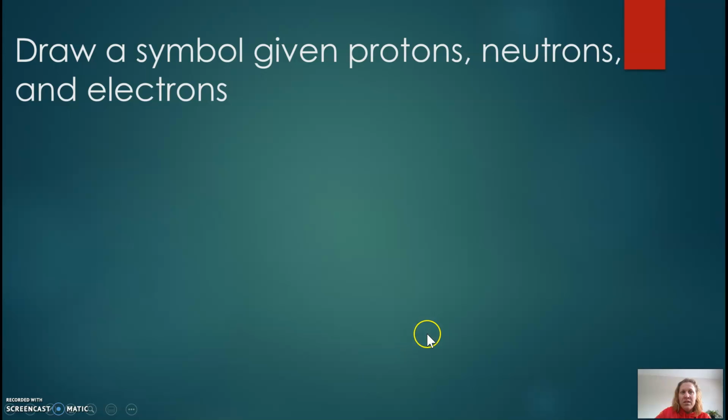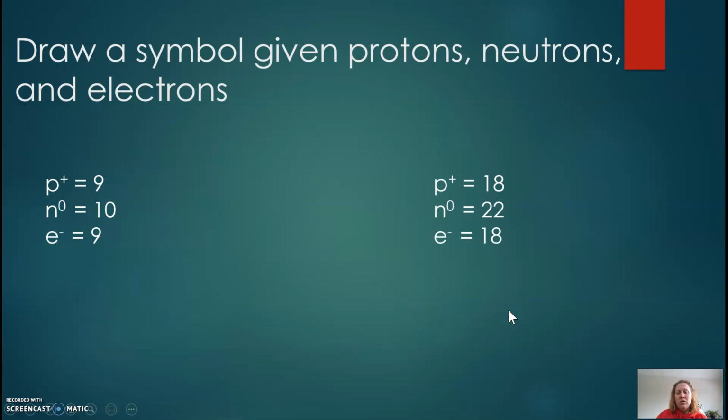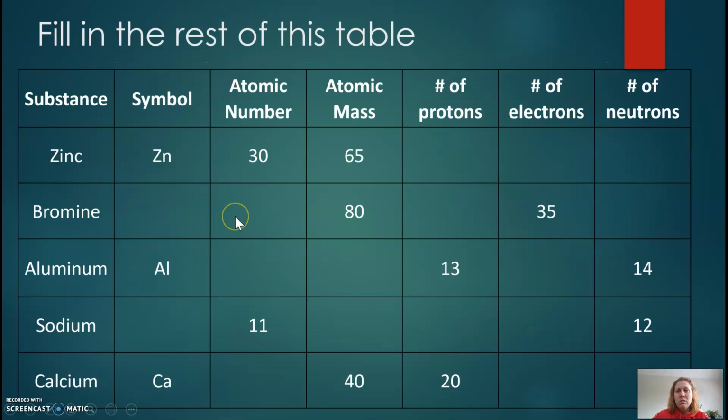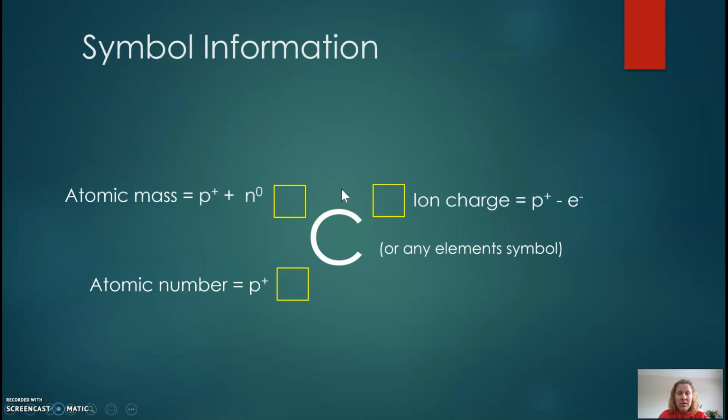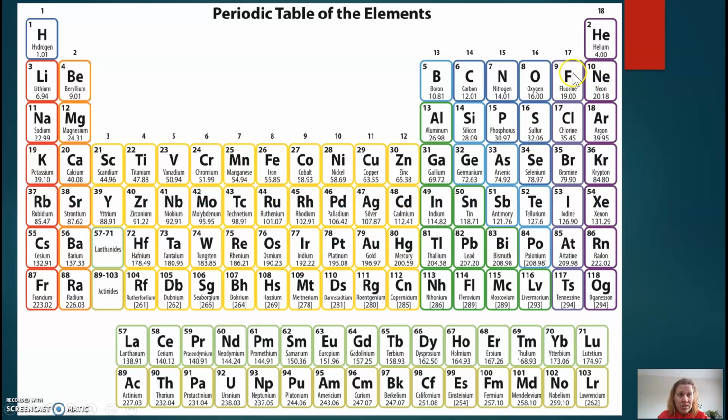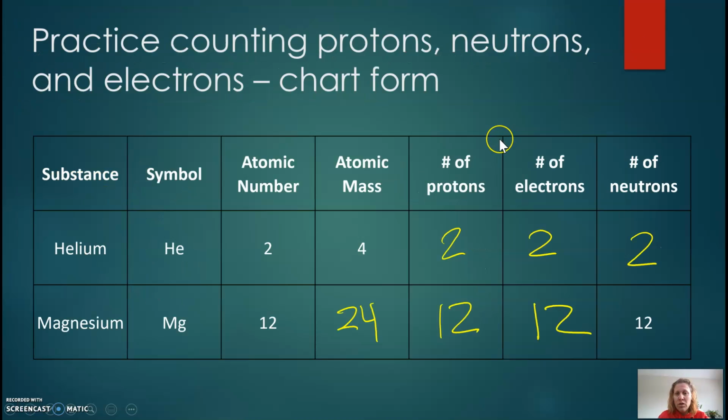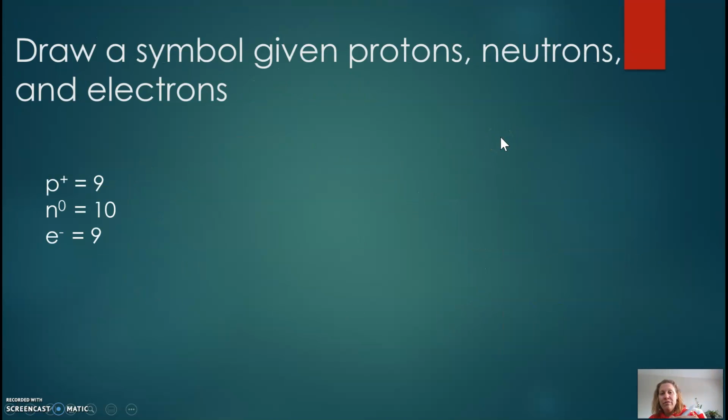Okay, and then the last practice is if I give you protons, neutrons, and electrons, we're going to draw the symbol like, you know, with the 3 things. So first off, oh, I should have put the periodic table right before here. Oops. Okay, so first thing is to figure out what the symbol is. How do you do that? You look at the protons. So 9 protons is fluorine. So I'm going to put an F. And you might as well put the 9 down here.